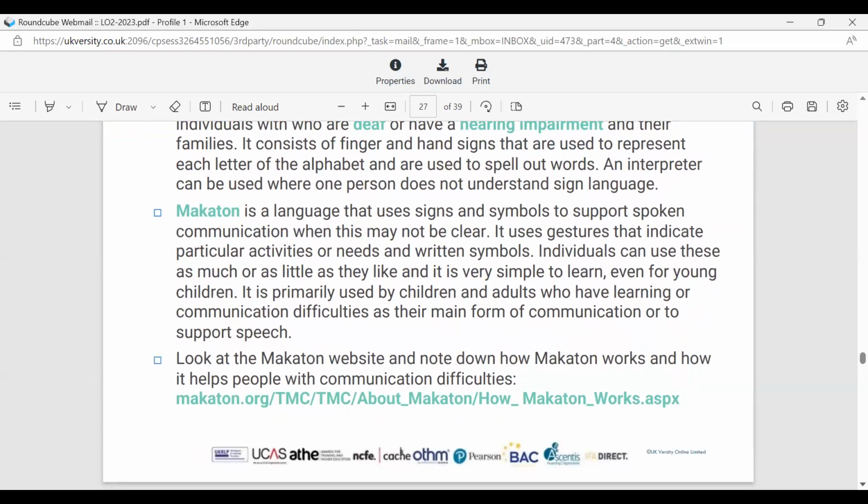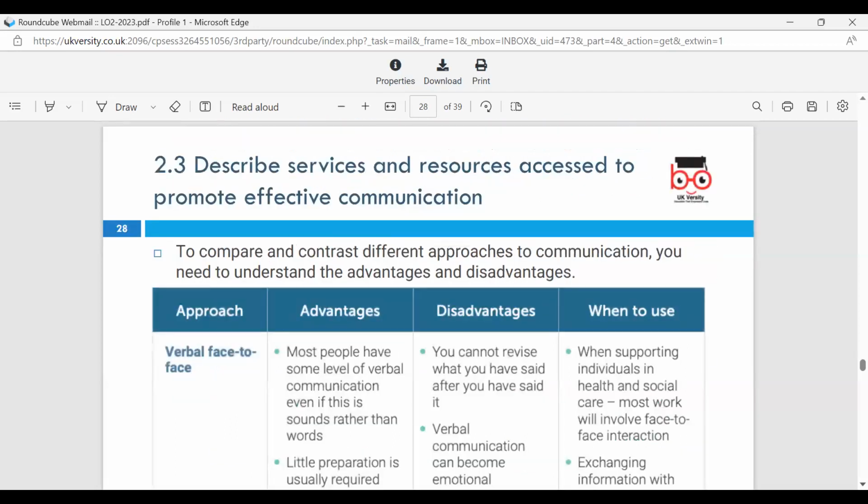Makaton is a language that uses signs and symbols to support spoken communication when this may not be clear. It uses gestures that indicate particular activities or needs, and written symbols. Individuals can use these as much or as little as they like, and it is very simple to learn, even for young children. It is primarily used by children and adults who have learning or communication difficulties as their main form of communication or to support speech. And the Makaton website is there, where it shows you how it's used, how it helps with communication and what kind of difficulties. So there's a link there on the slides that you could go on.